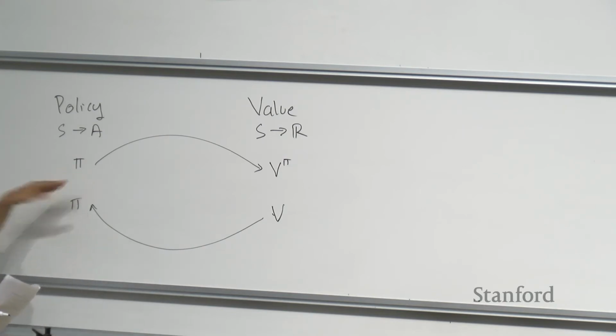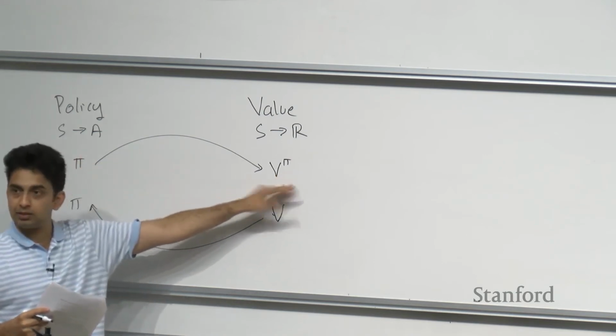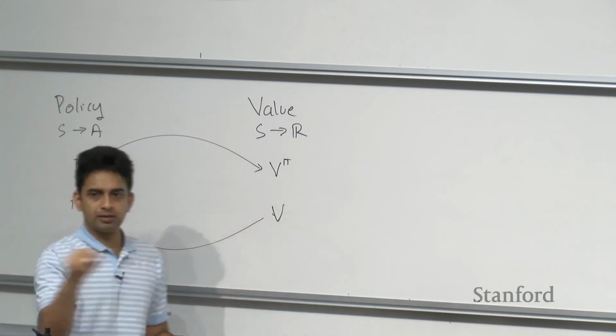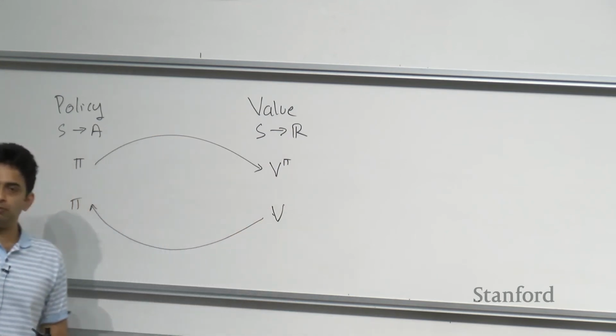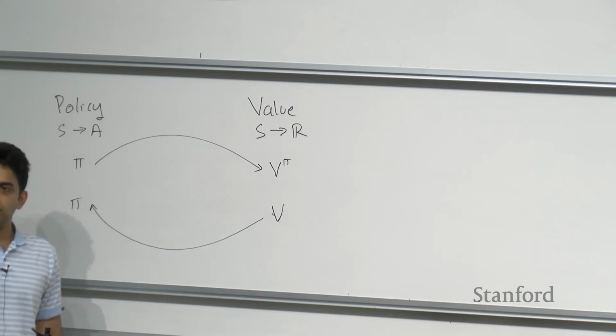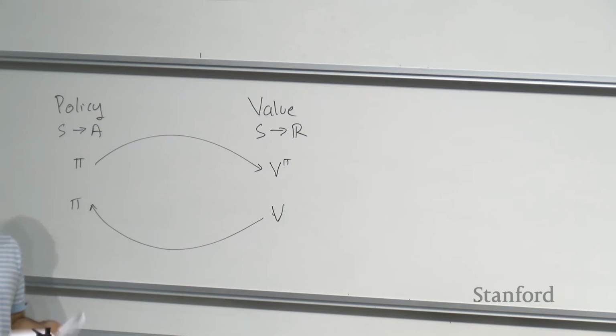So given a pi, if you just follow it over and over, you can find out what v pi is. And similarly, if you're given a value function, if you're told what the long-term value of each cell in the grid of your map is, and you're in a particular state, try to take an action that is going to, with high probability, take you towards the next state that has the highest value, right? So they're kind of duals of each other.